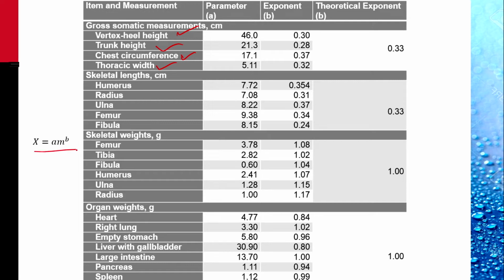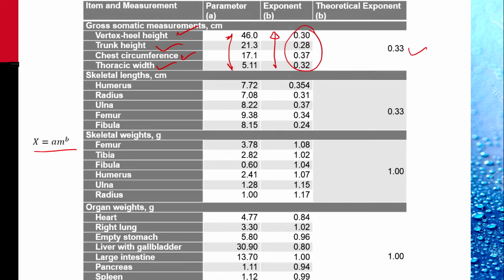And this is a question. If we try to fit our data, the value of parameter A is given here and the value of exponent B is given here. Since all these parameters are lengths, the theoretical exponent B should be the value of 0.33. And you see these values are very close to 0.33.